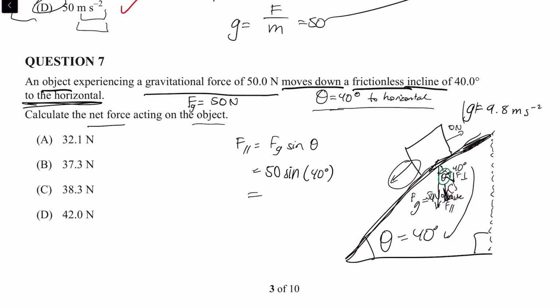Okay, so if I am in degrees, right, like right now, and I put in exactly that value, 50 sine 40, I get a net force, or the parallel force going down that the object experiences, of 32.1 newtons, which is A. Okay, I'm just going to quickly check what happens if I am in radians mode.